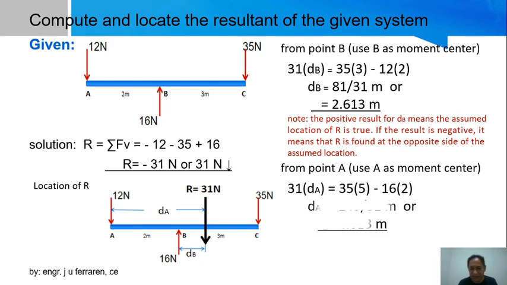Calculating your dA, then I have 4.613. Positive result, it means that it is true that the resultant is at the right of A. As to the value, we have 4.63. Why 4.63? Because from dB, that is 2.613, if you simply add 2 to that value, so that is actually consistent with the previous result.